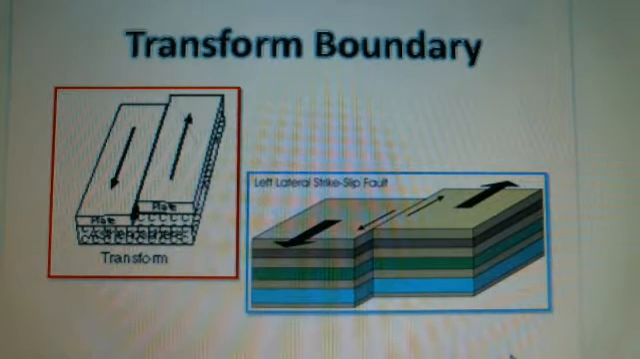Transform boundaries look like this, where this section of plate might be moving to the north, and right next to it we have plates moving to the south. That is what's happening in California at the San Andreas Fault. The part that's closest to the ocean is sliding, I believe it's to the south, and on the west side, or on the other side, it's going to the north.